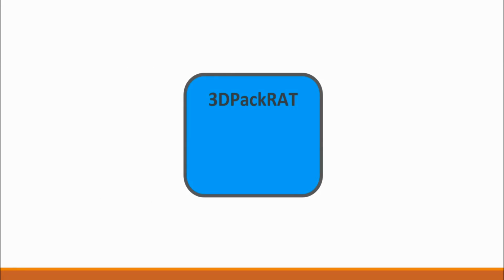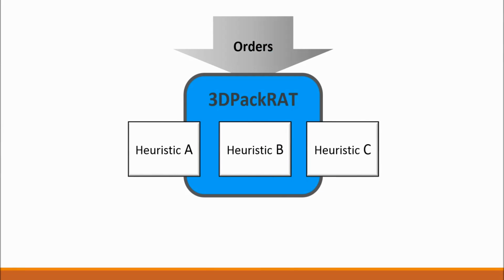Essentially, the idea is that orders are submitted to 3DPackRAT, which then uses a decision-making logic drawing on different heuristics to decide the best machine and time to make a part. This process is automated and produces an optimized workflow.